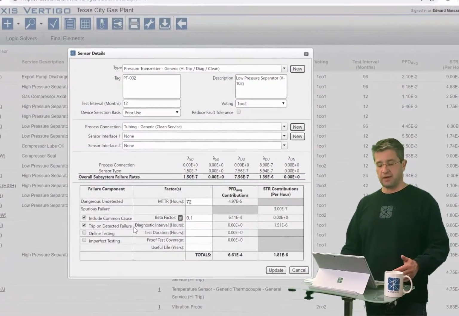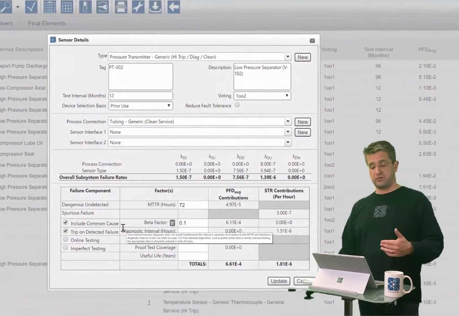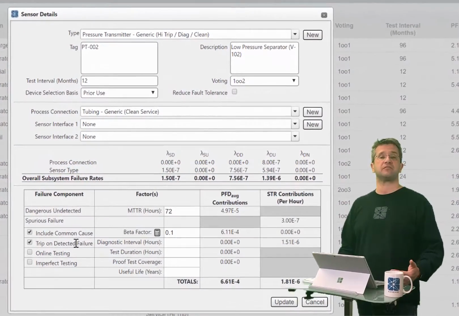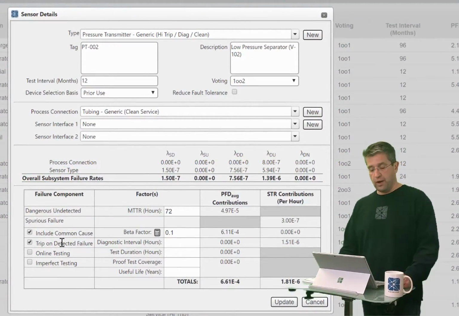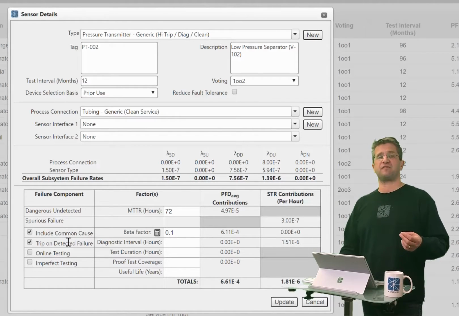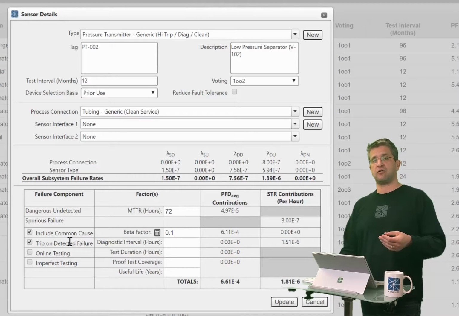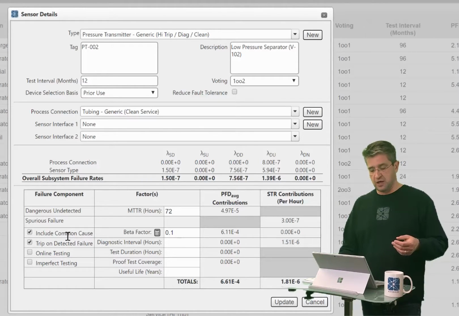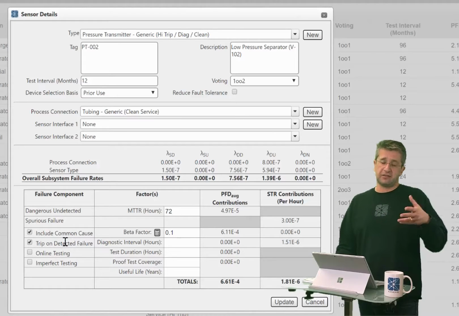The next term to be evaluated when determining contributions is the response to detected failures. Now, when a safety system is able to detect that a failure has occurred in a logic solver or a sensor subsystem specifically, you have the ability to change how you can respond. There are two choices. Number one, and let's look at a sensor.